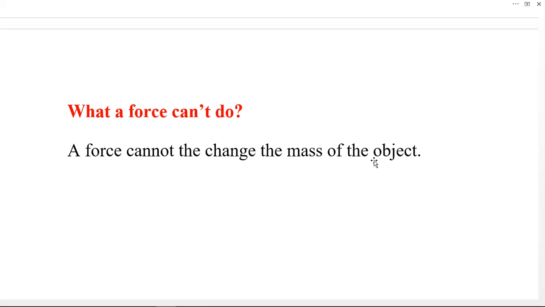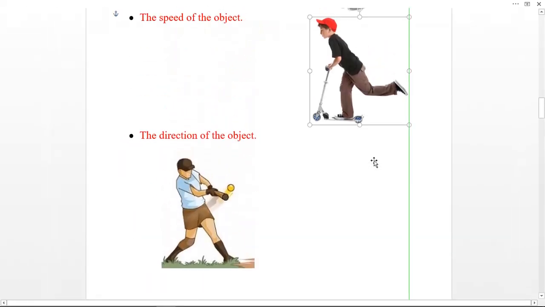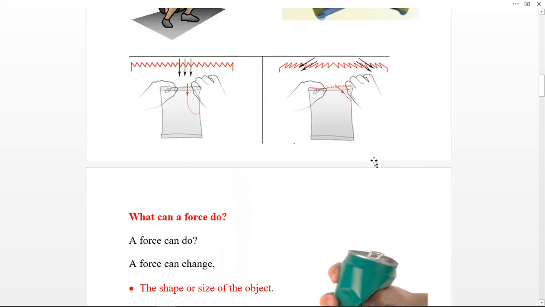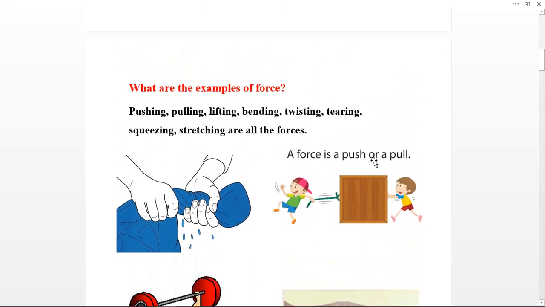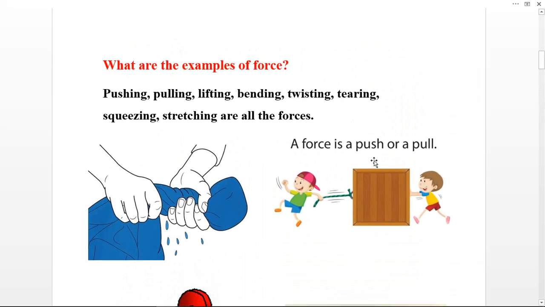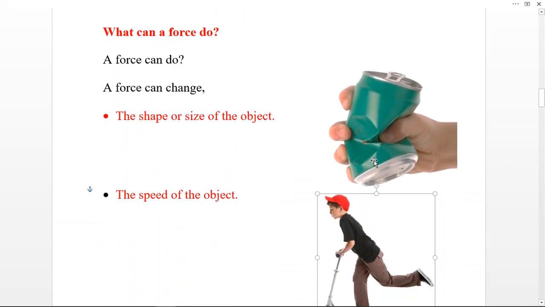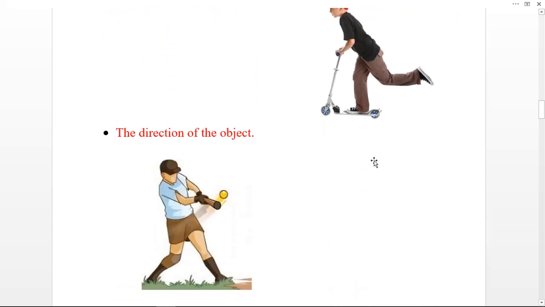So regarding today's topic, my dear students, now I'm going to summarize. We started with number one, what is a force, and I said that force means pushing, pulling, lifting, bending, twisting, tearing. All these are examples of force. Then we talked about what a force can do. The force can change the shape or size of the object. Force can change the speed of the object. The force can change the direction of the object.